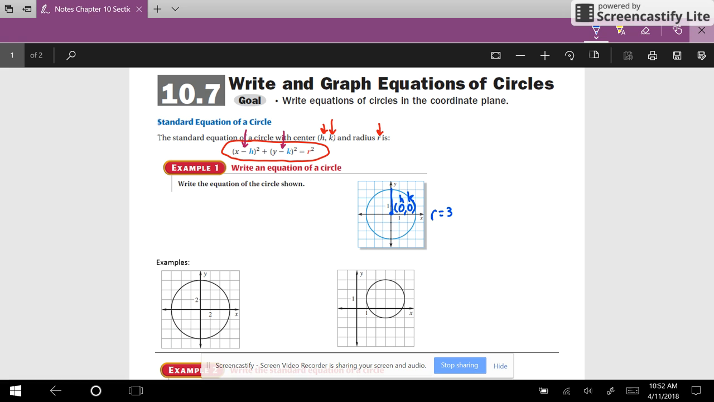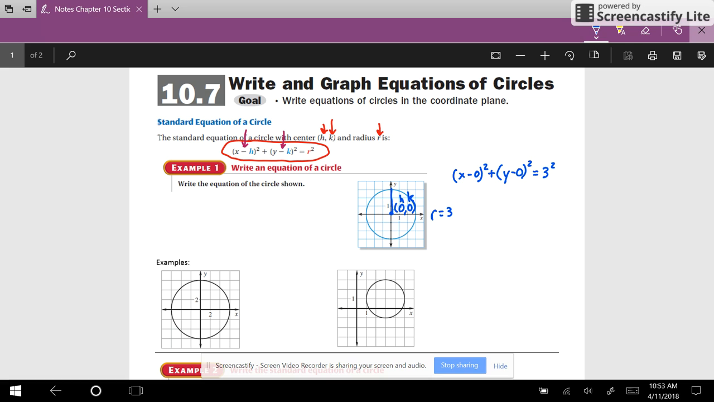I now know the h and the k and the r, so I can fill those into the formula. Formula says x minus h, so we'd plug in a 0 for the h. We close the parentheses and we square them, plus parentheses y minus the k, which is also a 0. Fill in a 0, square it, equals r squared. Plug in your r, which is 3, we square it.